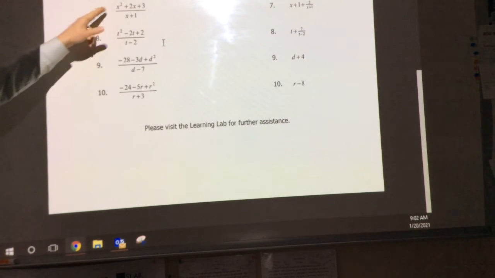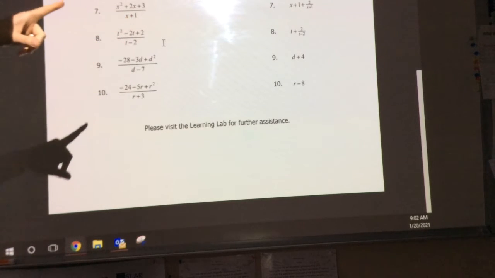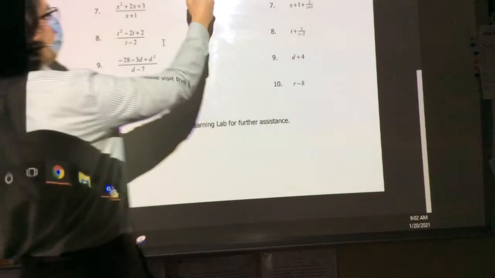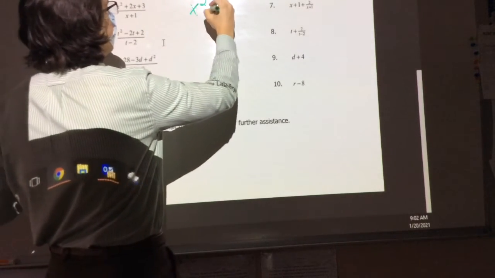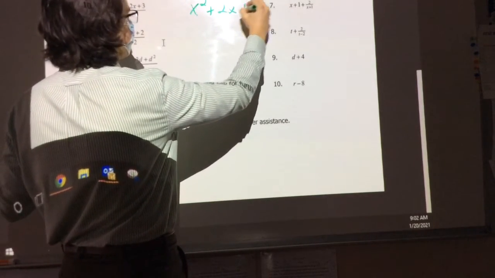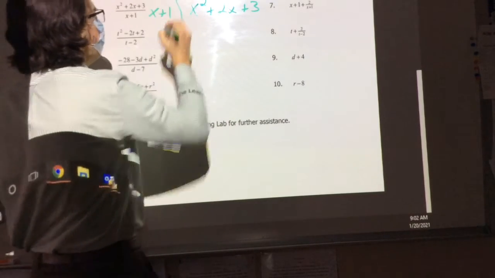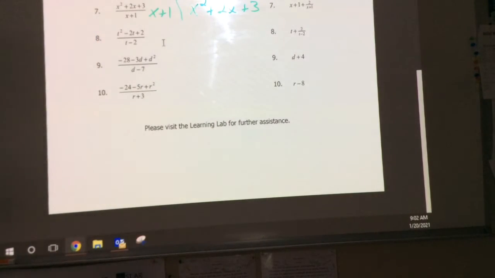All right, so number 7. That one has a remainder we can see over there, so I'm going to just try that one. Is everybody good with that? All right, so we're going to have x squared plus 2x plus 3. Divide that by x plus 1. Okay, so first step, we'll start with Brian. What do you do first?